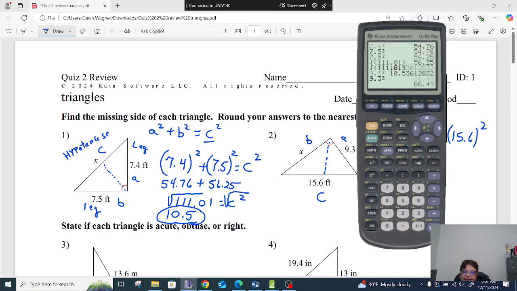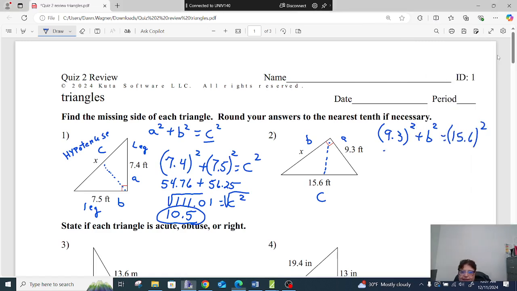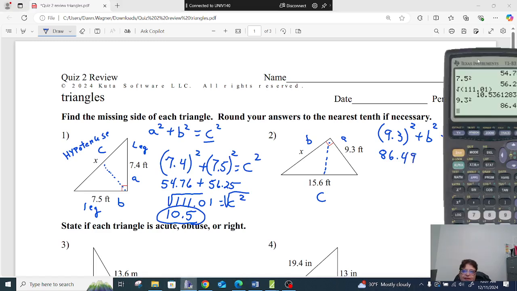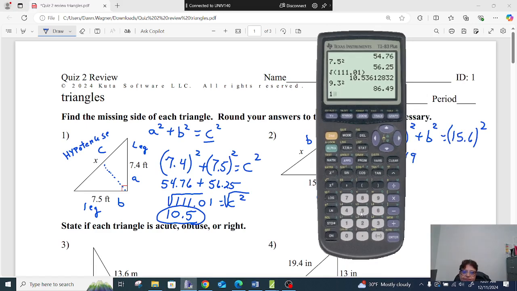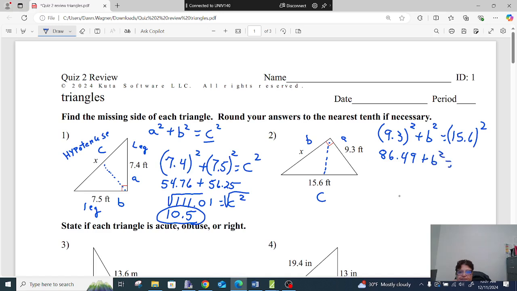9.3 squared is 86.49. And then I have to do 15.6 squared, which is 243.36. Because they are on opposite sides of the equal sign, in this case, we do not add. We have to subtract the two numbers.